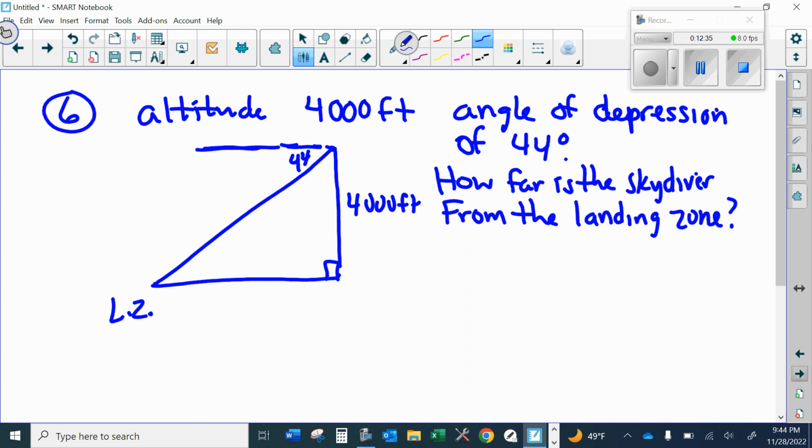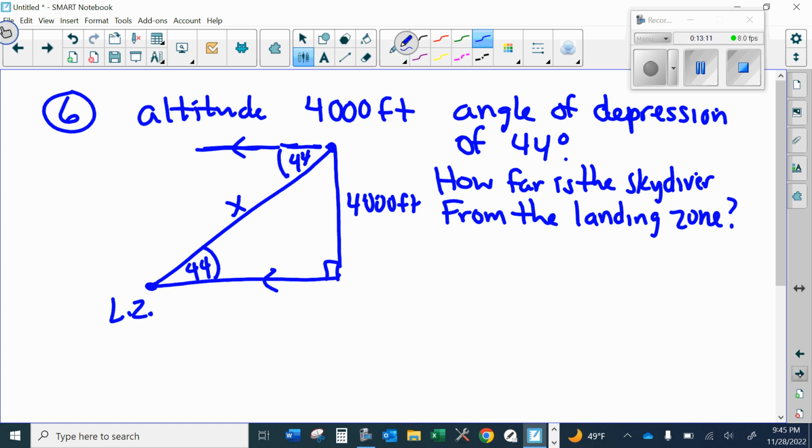I drew this out here because that's a parallel to this right here. We know alternate interior angles are equal. So that makes the alternate interior angle right there 44 degrees. And we have 4,000, and we want to find out how far you are right there from the landing zone right there. So that's the hypotenuse in this case. Okay. So the angle of depression, which is right there, is congruent to the angle of elevation if you're looking from the ground. They're the same.